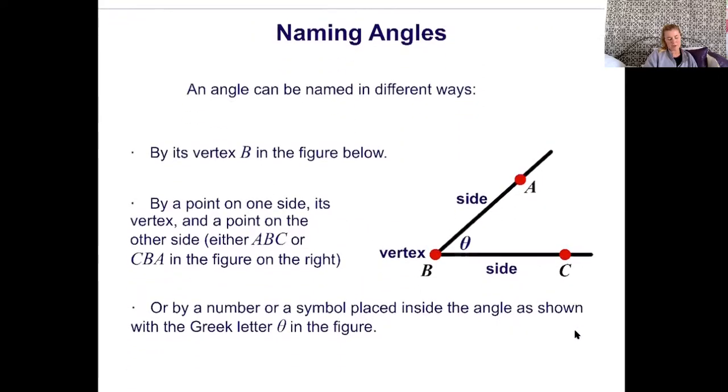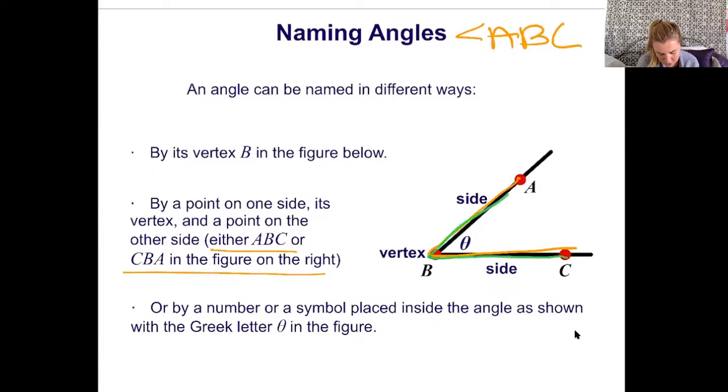Now we're going to talk about how we name angles. An angle can be named in different ways. It can be named by a point on one side of its vertex and a point on the other side. So in this case, we could call this ABC or CBA. We could call this angle starting at A to B to C, ABC, or you could go backwards and say CBA.